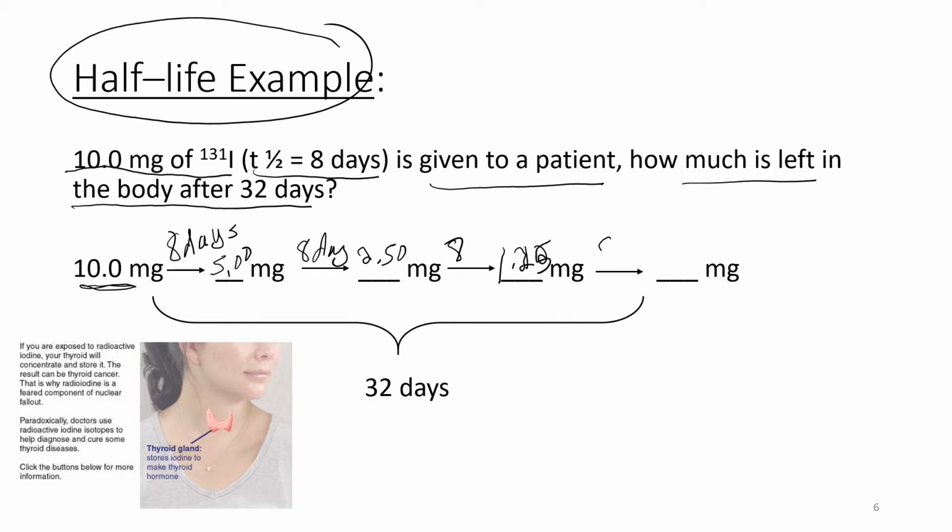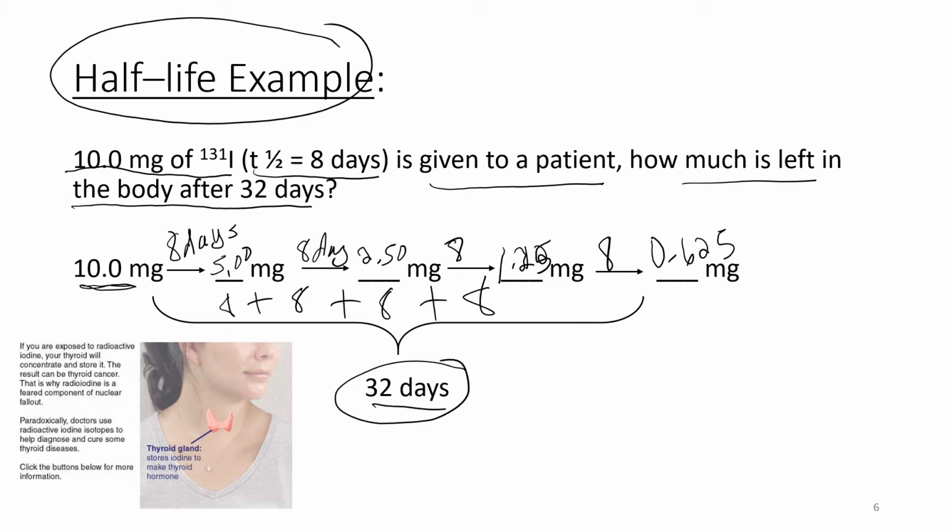And then another 8 days go by and we have half of that, 0.625 milligrams. So if we count up all these days, we have 8 plus 8 plus 8 plus 8, or 8 times 4, which gives me 32 days. So the quantity I have left after 32 days is 0.625 milligrams. And that's how much I'd have left in my body after approximately a month.